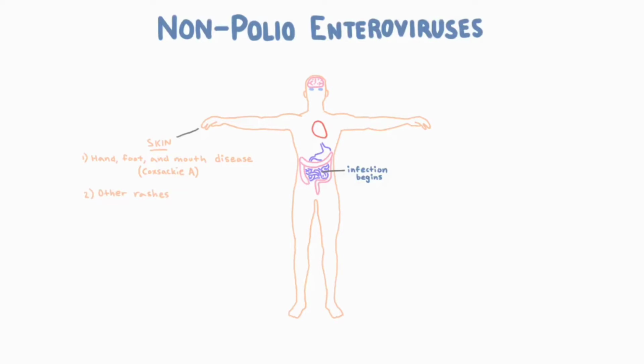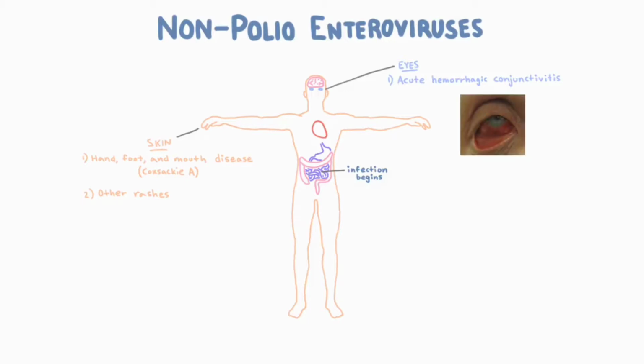The next spot that enteroviruses can go are the eyes, where they can cause acute hemorrhagic conjunctivitis. And in this case, the virus infects the conjunctivae, which are the mucous membranes lining the eye. And it can cause bleeding underneath those, which causes pain and makes your eyes look blood red. And usually this heals on its own and doesn't cause vision loss or permanent damage.